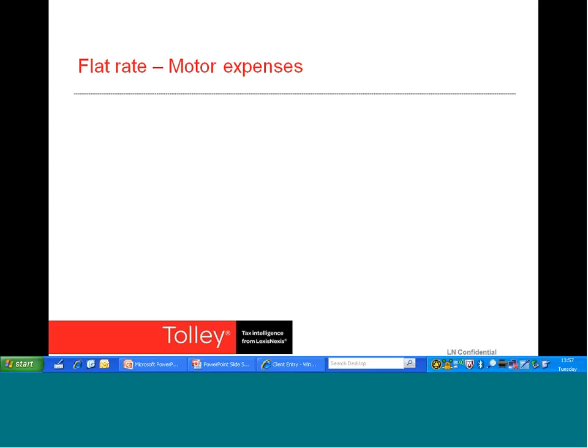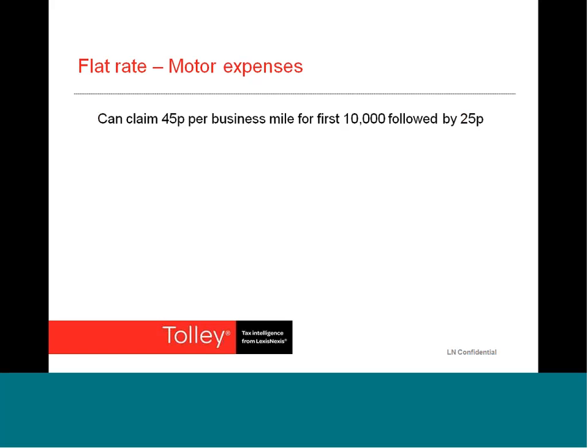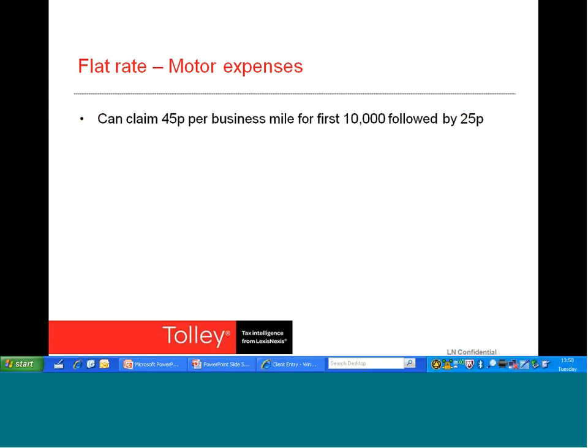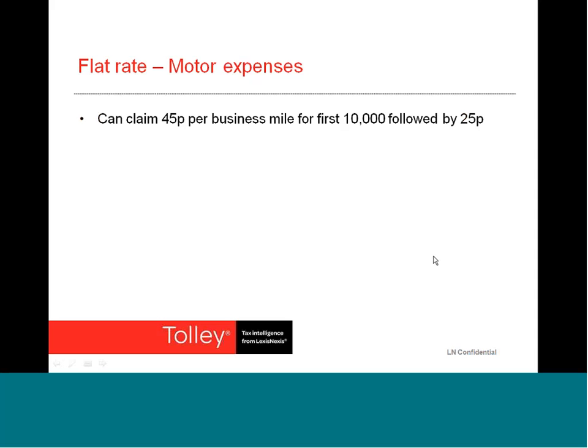We're now going to have a look at the flat rate scheme. Now, under the flat rate scheme, various expenses that an unincorporated business might incur are going to be treated slightly differently if the trader so chooses. So one of those expenses is motor expenses. And basically, what the trader can do is they are allowed to claim 45p per business mile for the first 10,000 miles, and then that goes down to 25p per mile after those 10,000 miles are up.